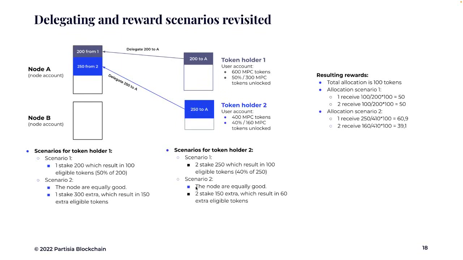If you look at a different scenario, the animation didn't work. Sorry about that. It should have illustrated that there is now an extra allocation from token holder 1, an extra 300 to node B. And token holder 2 is allocating an extra 150 to node B. So now they are all delegating tokens to both node operator A and B. We assume here that the node operators are equally good. We'll come back to how we can adjust this.